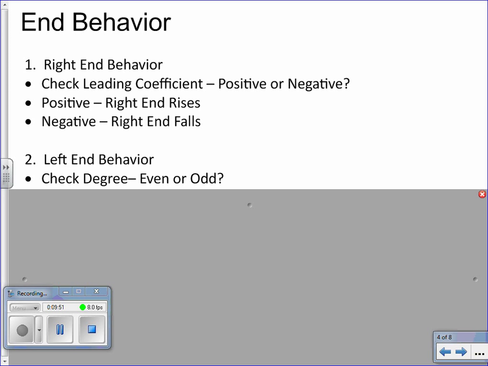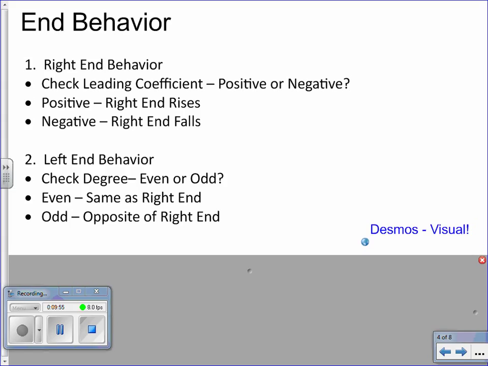If it's even, the left side will do the same thing as the right side. So even doesn't necessarily always mean rise or always mean fall. It depends on what the right side does. That's why we always do right end behavior first.